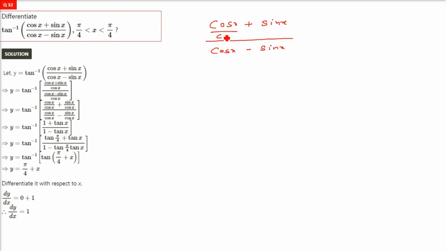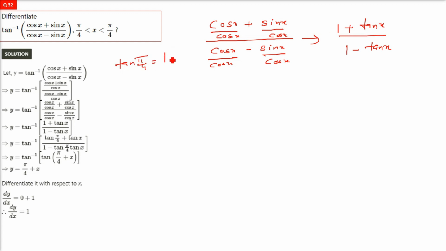Divide numerator and denominator by cos x. So cos x here, here also cos x, here also cos x. So what do you get? 1 plus sin by cos is tan x. Then the denominator is 1 minus tan x. Now you know how to do this, because you know that tan a plus tan b by 1 minus tan a tan b is tan of a plus b. And tan pi by 4 is 1, for tan 45 degrees is 1.